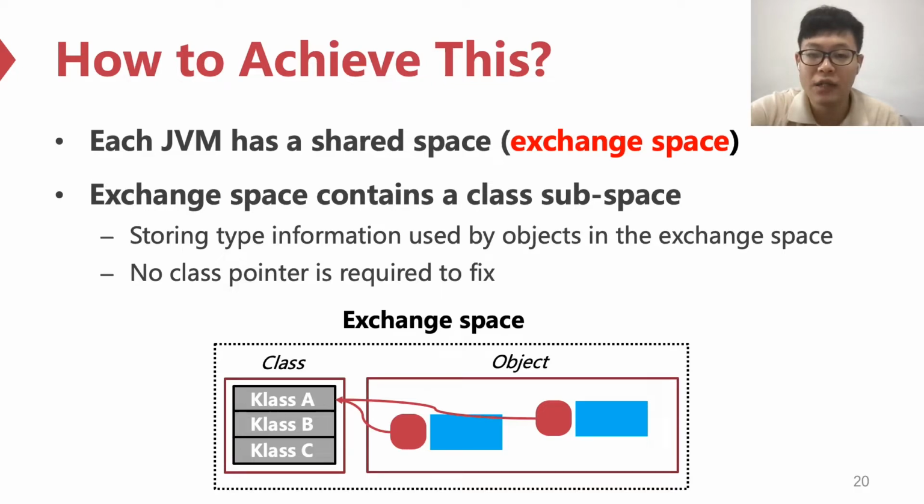But what about class pointers in the header? To solve this problem, the exchange space should contain a class subspace, which stores type information used by all objects in the exchange space. So, when an object is stored into the exchange space, or the object subspace in the figure, no class pointer needs to be fixed, because all classes are stored in the class subspace.